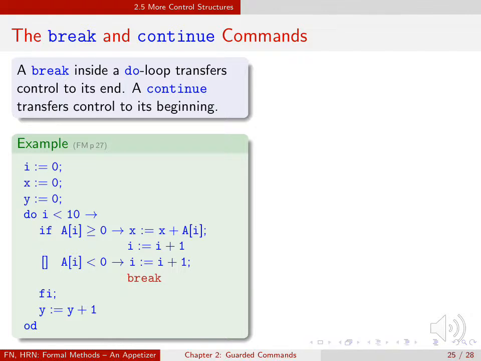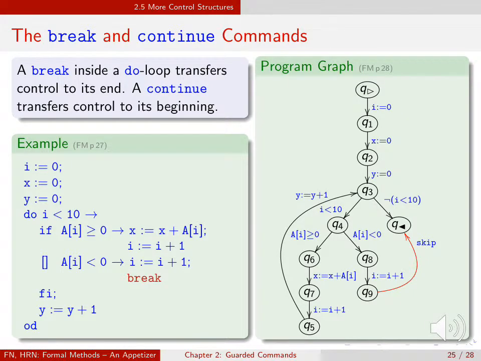Consider as an example the following program that traverses an array A. It computes the sum of all non-negative entries, except that it breaks as soon as a negative entry is found. The program graph constructed for this program is shown here. The key point is the edge from Q9 to the final node labeled skip, which is the one that corresponds to the break command.